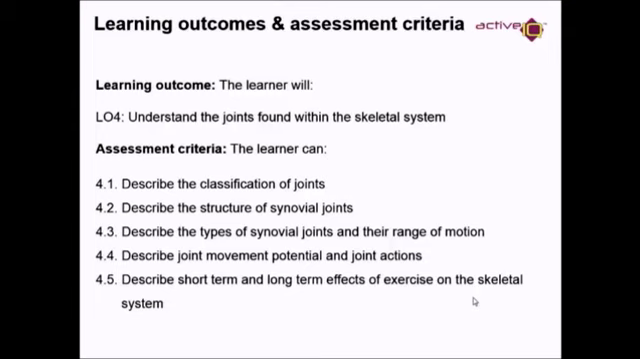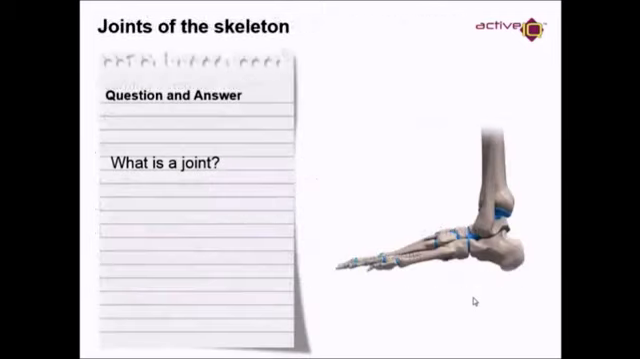We'll then move on, and we'll be able to describe the types of synovial joints and their range of motion. There's more than one type of synovial joint, and it allows us to move in lots of different ways. We can describe joint movement potential and joint actions, and then finally we'll describe the short-term and long-term effects of exercise on the skeletal system.